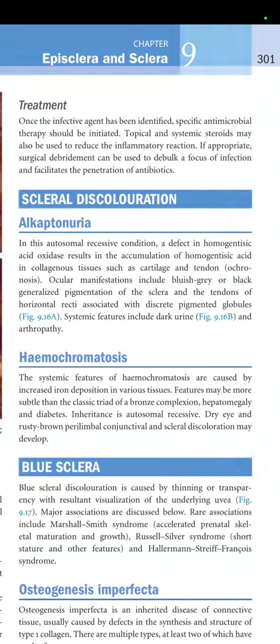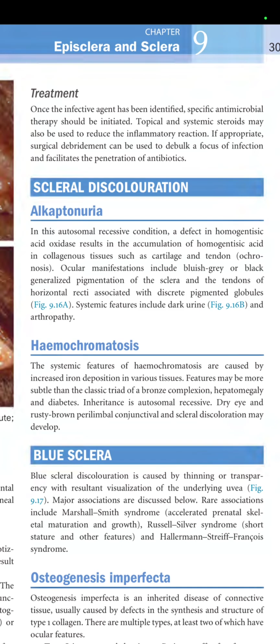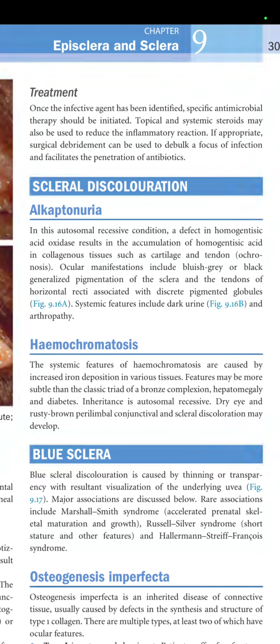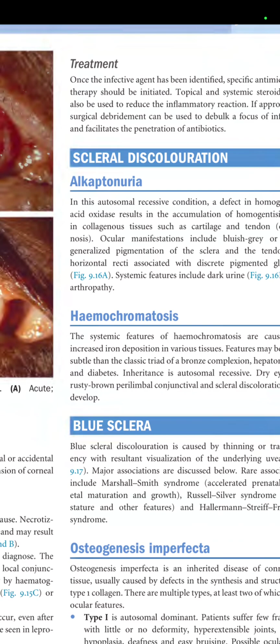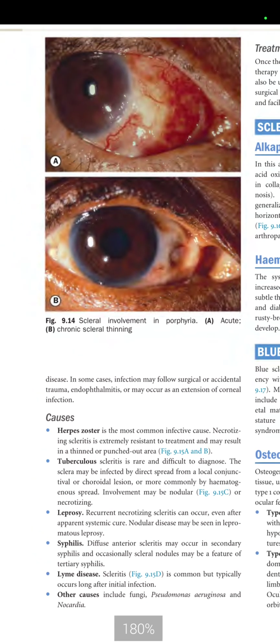Treatment: once the infective agent has been identified, specific antimicrobial therapy should be initiated. Topical and systemic steroids may also be used to reduce the inflammatory reaction. If appropriate, surgical debulking can be used to debulk a focus of infection and facilitate the penetration of antibiotic. So very important, there are certain infectious disorders that cause scleritis: herpes zoster, tuberculosis, leprosy, syphilis, and Lyme disease. One thing you must remember is that herpes zoster is the most common infective cause.